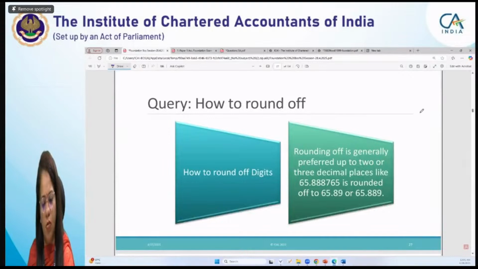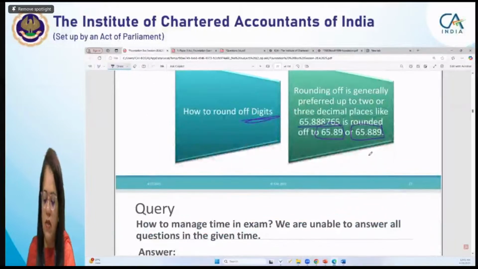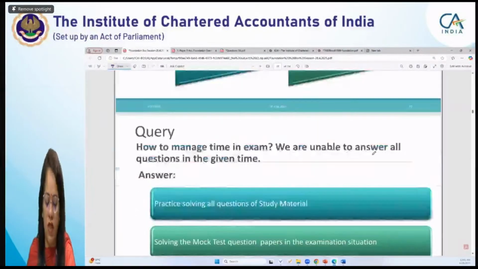This is a very common query which I received, that is how to round off the digits. Sometimes rounding off is preferred up to only two decimal places. For example, here 65.888765, you should round off to 65.89 or 65.889. That's it. Nothing more is expected from you. All right. Do not write this full figure. You will also land up getting a wrong answer, or it will take almost most of your time.